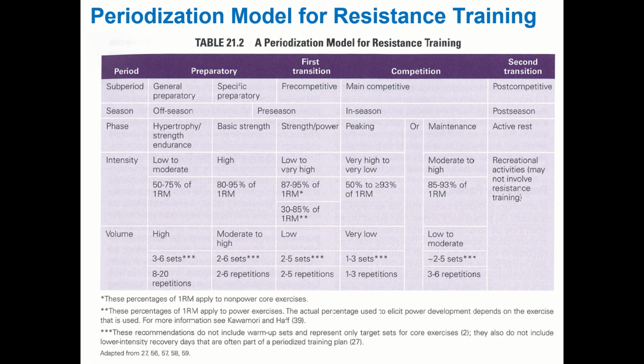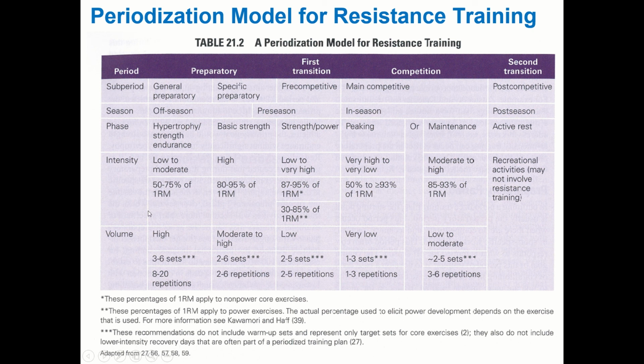So July-ish. And then in drawing that program up, now that you've got it outlined in terms of general versus specific preparatory and when those happen on the calendar, now you know where they need to exercise in terms of their strength training. So 50 to 75% of their 1 rep max, 3 to 6 sets, 8 to 20 reps.